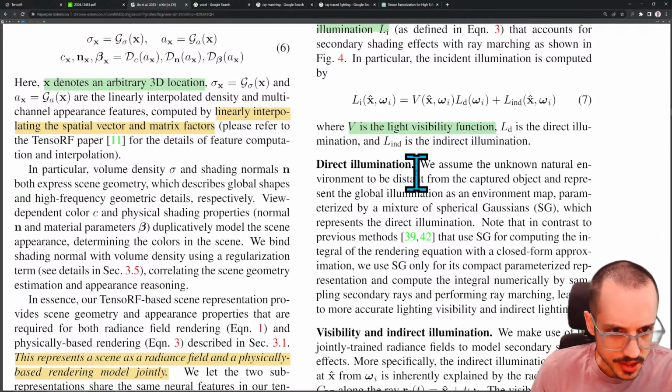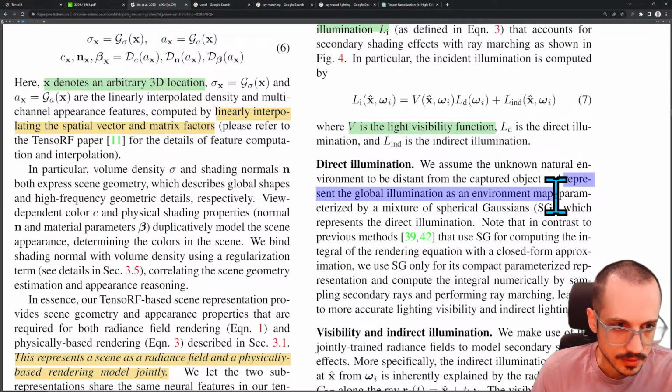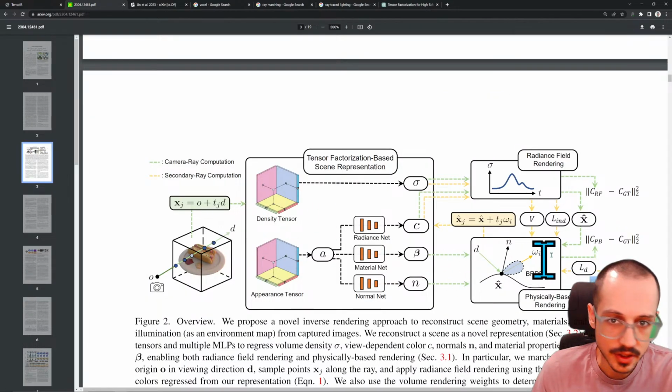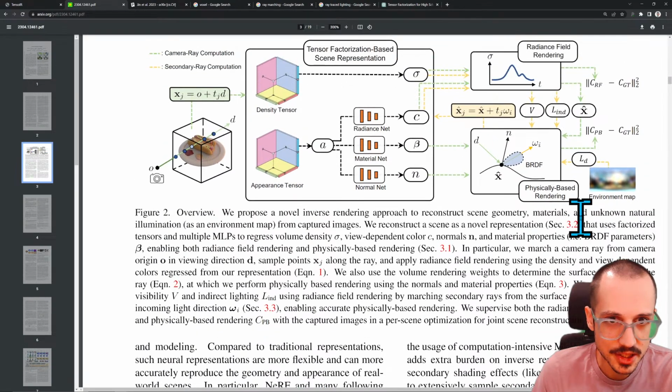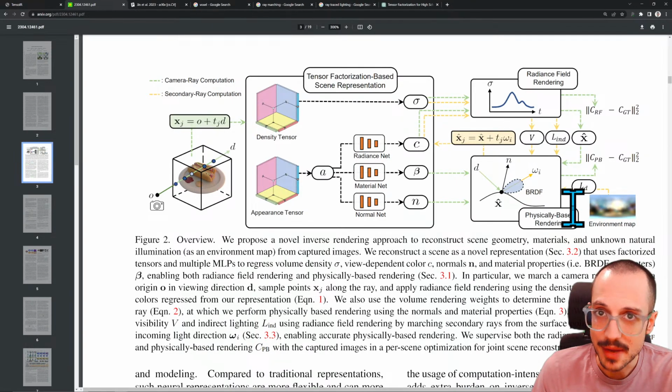All right, direct illumination. We assume that the unknown natural environment is distant from the captured object and represent the global illumination as an environment map. Okay, so this is what their environment map over here is, right? In this bottom corner of this image, you see this thing called the environment map.